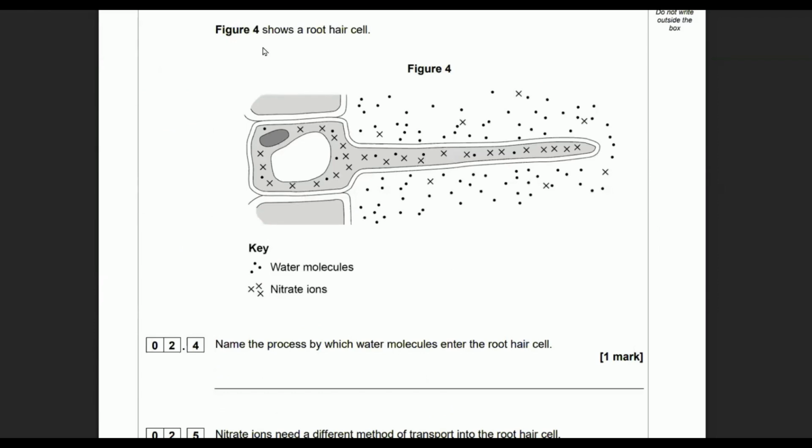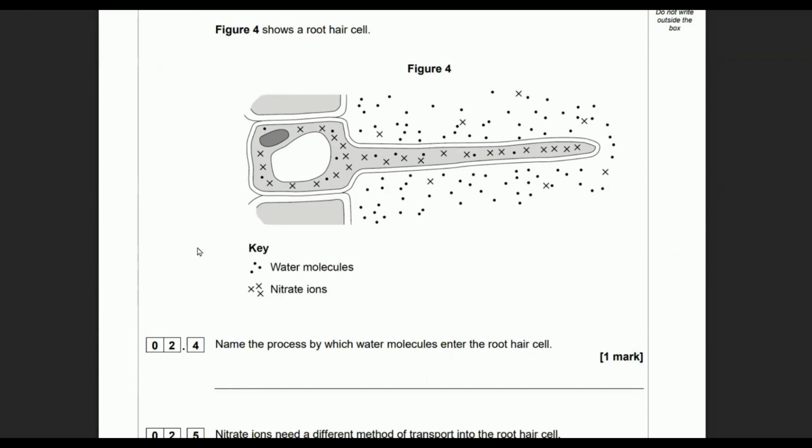We're on 2.4. Figure 4 shows a root hair cell. Here we go. I always think this looks like a person's face with a really long nose, and there's the eyeball. Anyway, water molecules are shown by the black dots and nitrate ions by the crosses. Name the process by which water enters the root hair cell.